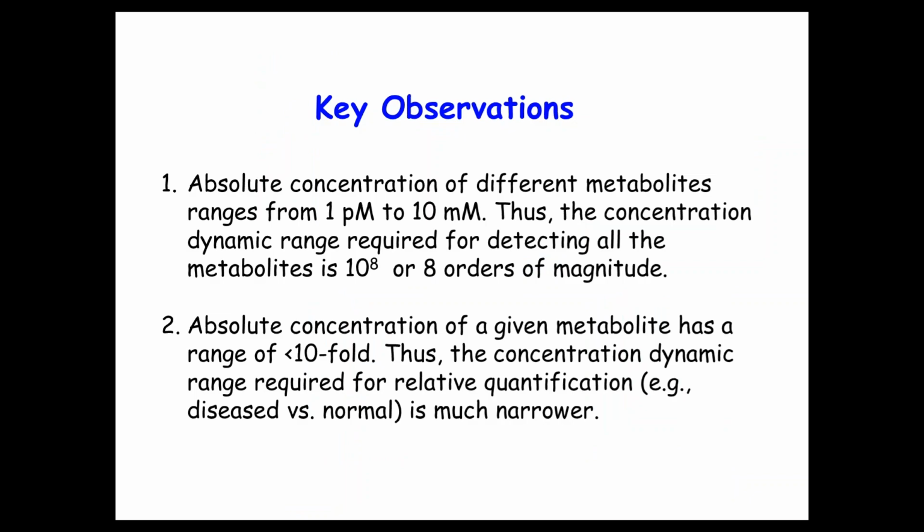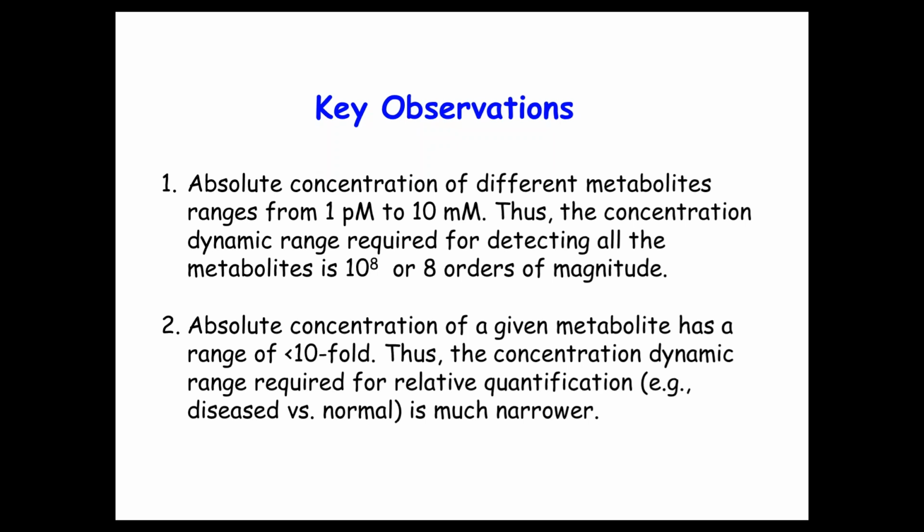From the reference ranges of compounds in blood, we can make 2 key observations. One is that the absolute concentration of different metabolites range from 1 picomolar concentration to 10 millimolar. Thus, the concentration dynamic range required for detecting all the metabolites is 10 to the 8, or 8 orders of magnitude.